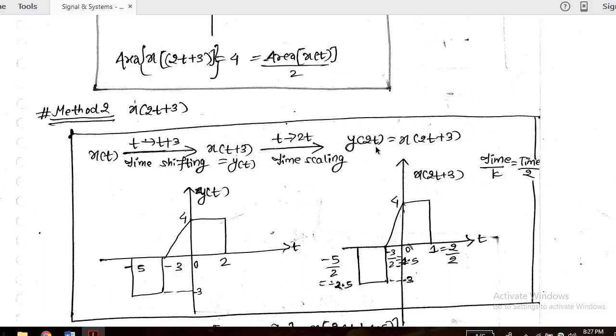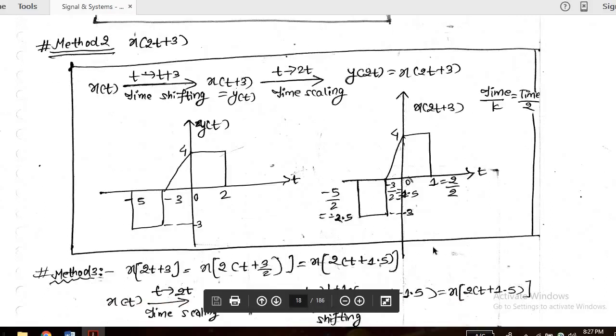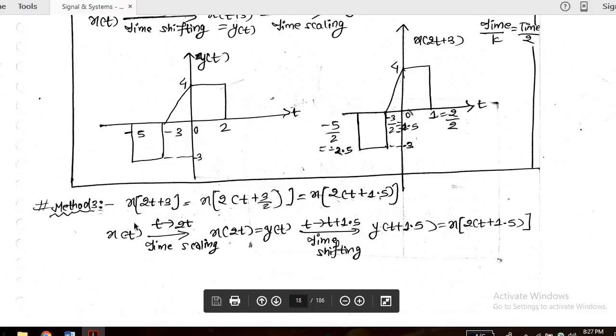So replace t by 2t in y of 2t, that is x of 2t plus 3, which means divide the time axis by 2. The area is divided by 2, the time width is divided by 2, all the time intervals are divided by 2, all the time variable indices are divided by 2. So this is method 3, that is left to right. First we are doing time scaling.